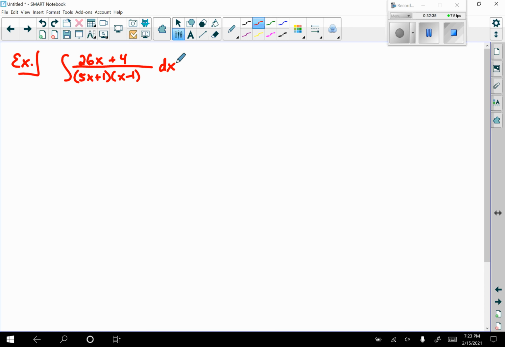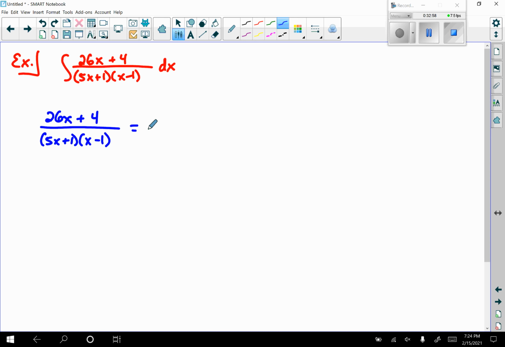Now, the numerator only has a degree of 1, but if I were to actually multiply these two binomials together, I would first get a 5x squared. So the degree of our denominator is 2, which is 1 larger than our numerator. So I want to decompose this fraction. Again, if you wish to try this on your own, go ahead and hit pause and try this.